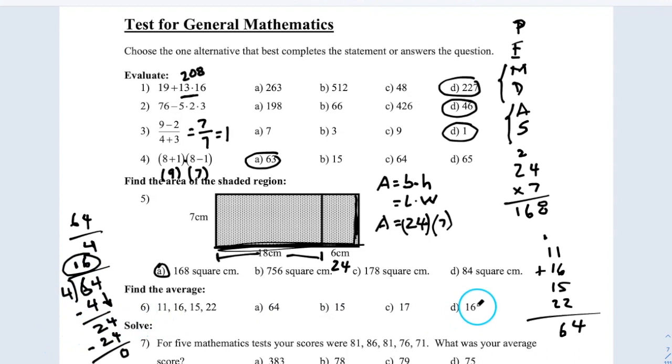Do I have this as one of the answers? D. So as you can see, there's a lot of basic math: adding, subtracting, multiplying, dividing. Make sure you practice this. All right, let's go for 7.